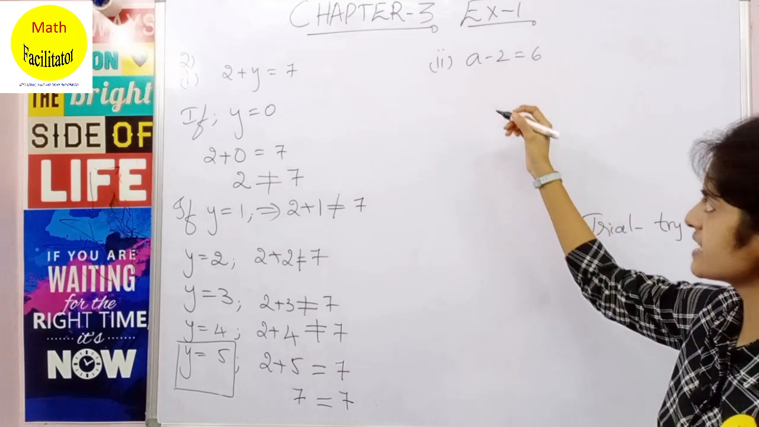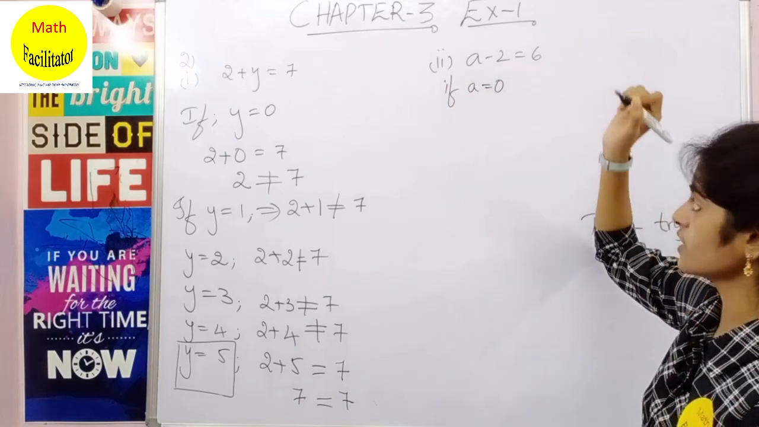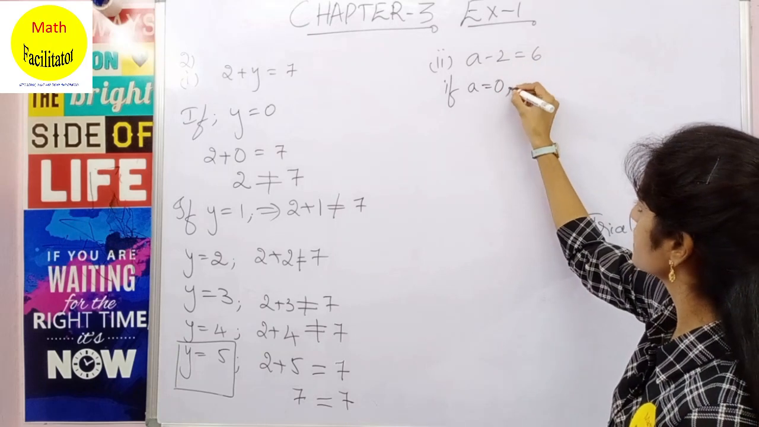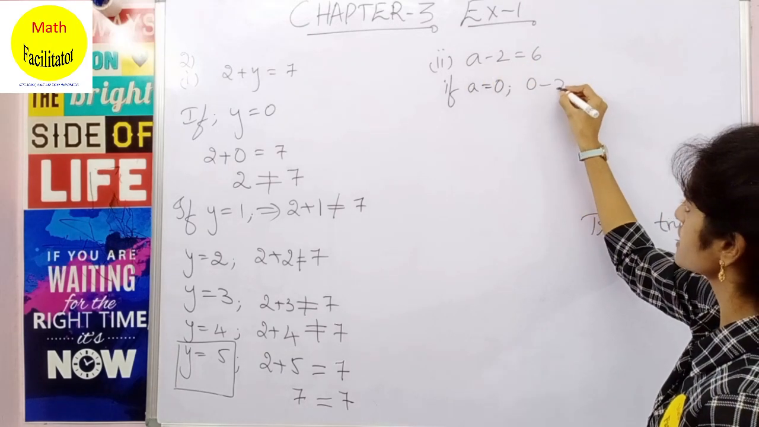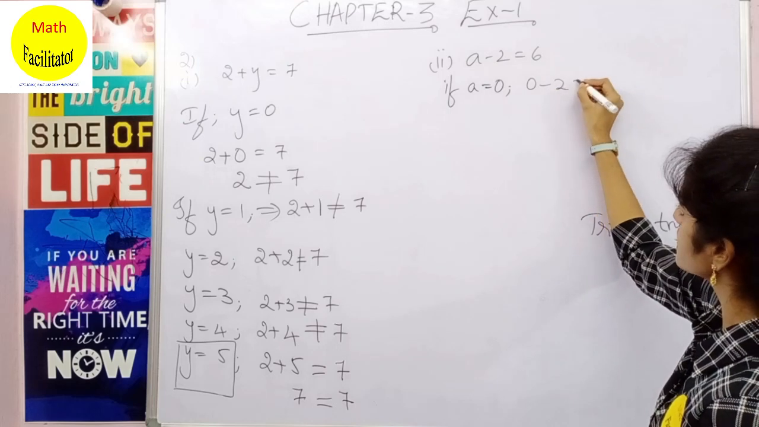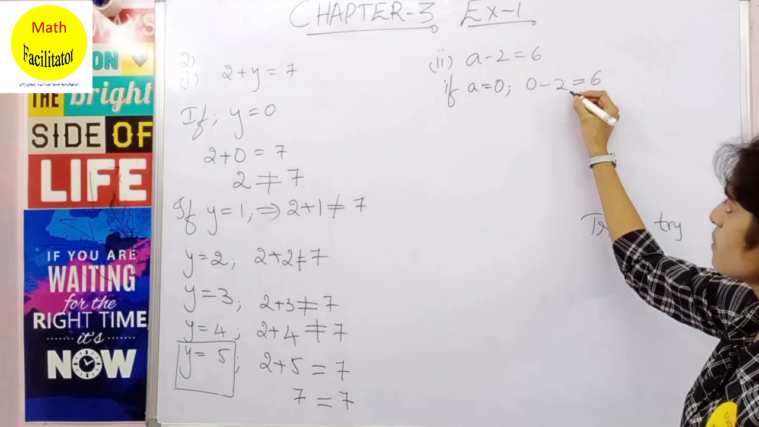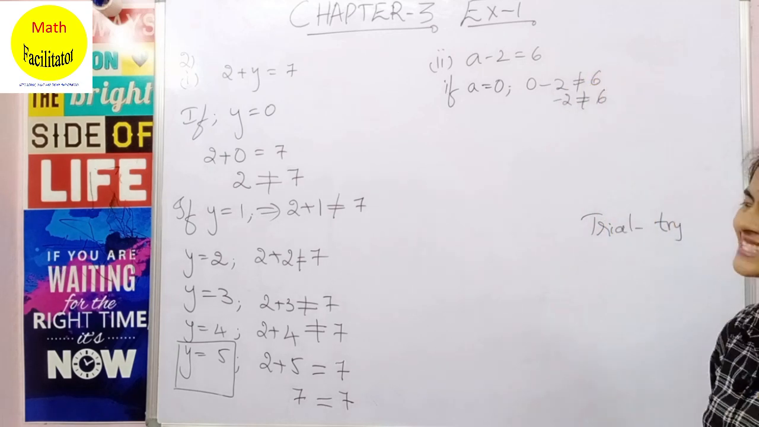So moving on to the next one, you have a minus 2 equal to 6. Here also let us take a equal to 0. Now if you take a equal to 0, what happens to this? In the place of a you substitute 0, you have 0 minus 2 equal to 6. Is 0 minus 2 equal to 6? No, 0 minus 2 is nothing but minus 2. Minus 2 is not equal to 6.